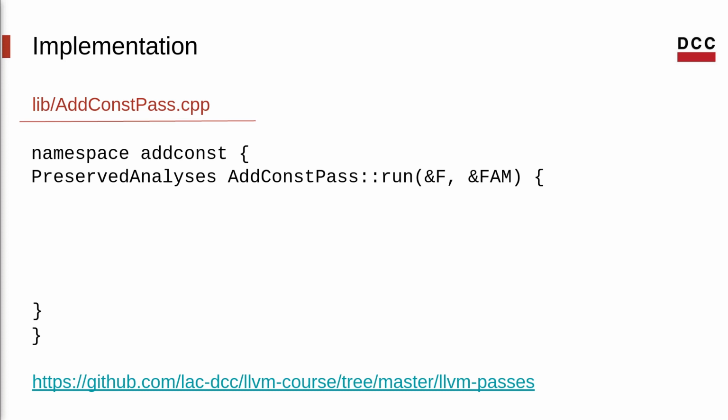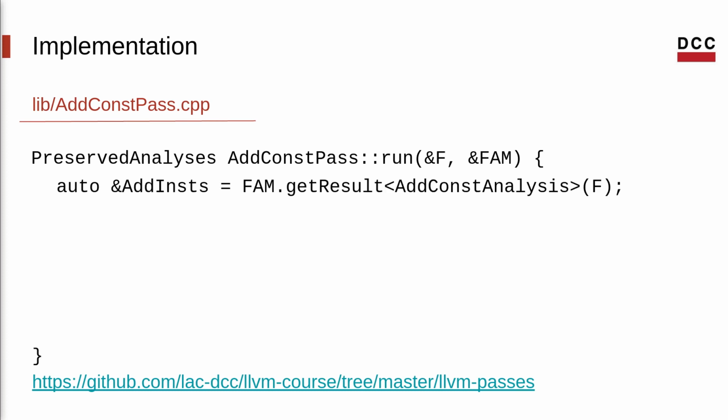Similarly to our analysis, our transformation needs a run function. This function returns a preserved analysis object. This object represents the set of analyses that are preserved following a run of a transformation pass. We will explain this in more detail in a bit.